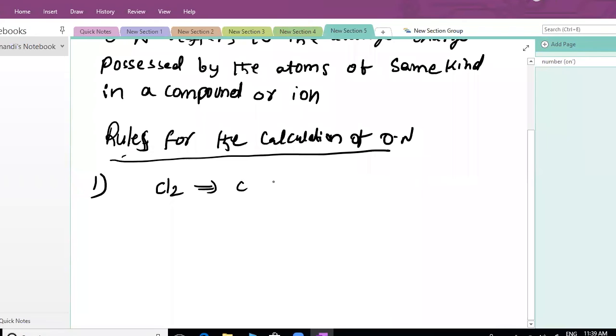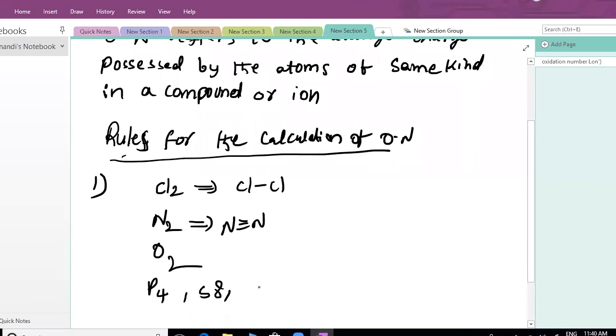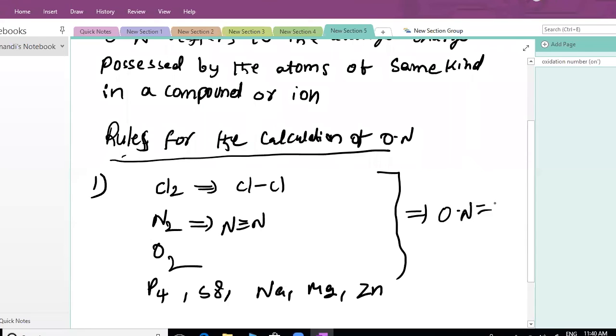And N2 also is not combined with any other element. Itself they are combining, like N triple bond and these things. These bonds you can do later. O2, P4, S8, even sodium, magnesium, zinc, etc. Is it combined with anyone or individual? These are all individual. So in this case, oxidation number equals 0, sir. This is the meaning of the statement. They are free, they are not combining with any other. In those cases, oxidation number is 0.